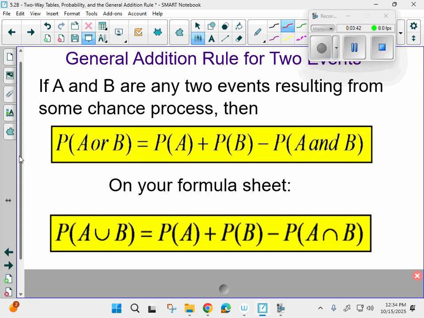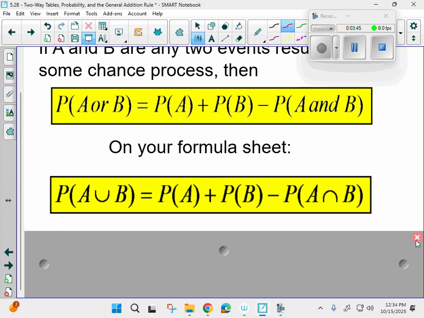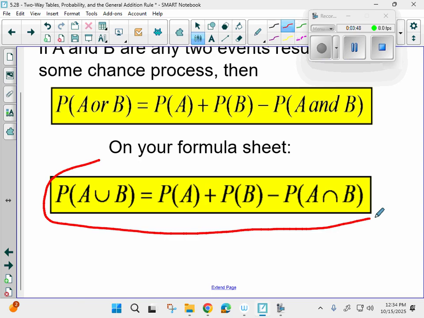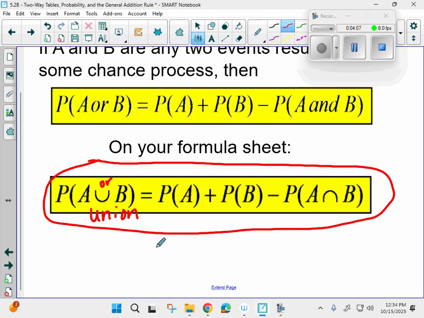This formula is called the general addition rule. I would write down this one and then fill in the words that those symbols mean above it. This formula is provided on the sheet, but you definitely need to use it and know it. All right, so this little union symbol means or. So the probability of A union B, which means or, is the probability of A plus the probability of B minus the probability of A and B.